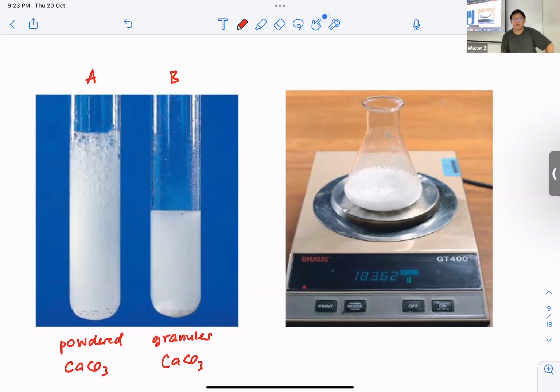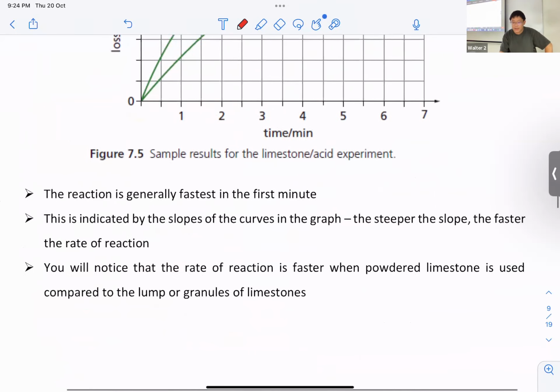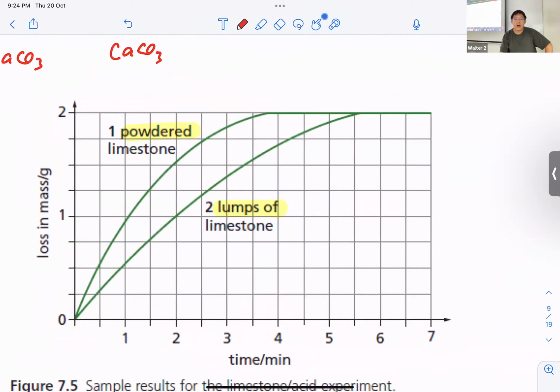So you have to keep the mass of the limestone constant and the molarity or the concentration of the acid constant, volume as well. Then you will be able to ensure a fair test for both. That's why you see the graph is never higher than the other.